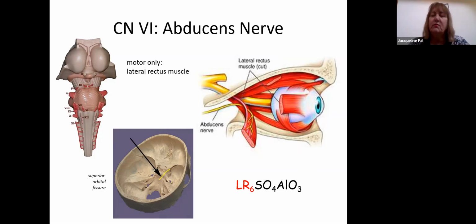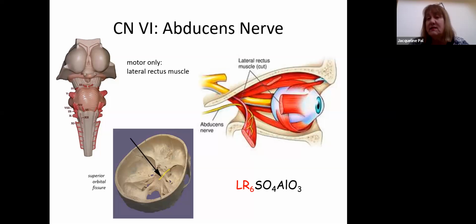And so at the bottom, you have this LR6 SO4 AO3, which has been on the last 3 slides, okay? And I know you're looking at it, trying to figure out what chemistry formula that is, and it doesn't have anything to do with chemistry because there's no element that's an L or an R, okay? And meanwhile, I know the chemistry in you is going, is that sulfuric? Or aluminum trioxide? I don't know what those are. Okay. So this is just a little mnemonic to help you remember which cranial nerve does which muscles.